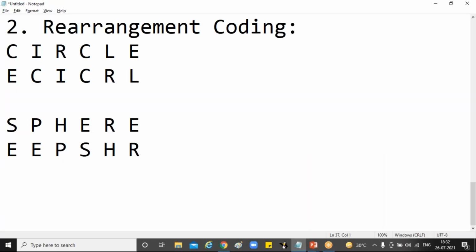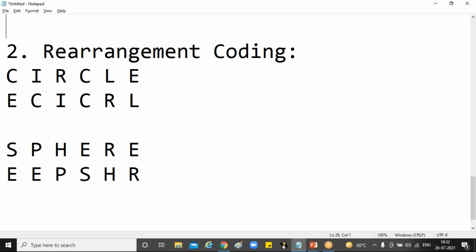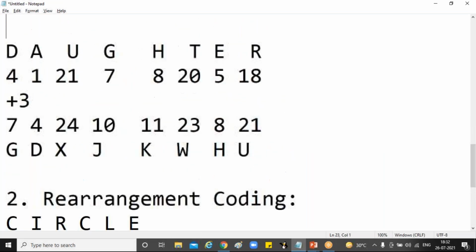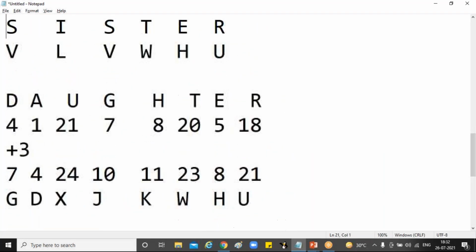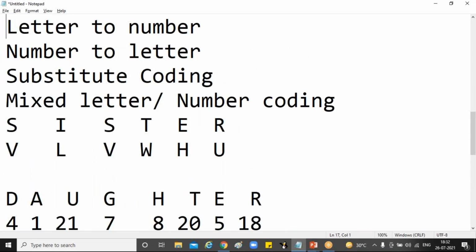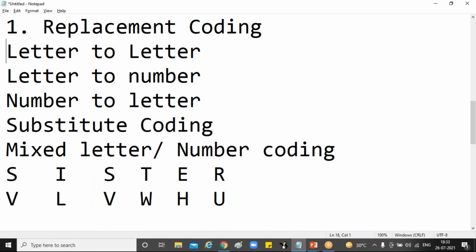There are two types of coding and decoding. First one is replacement coding, and the second one is rearrangement coding.